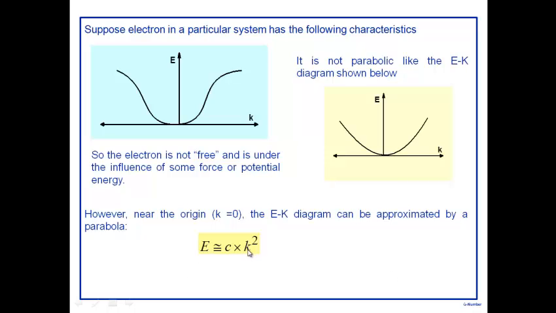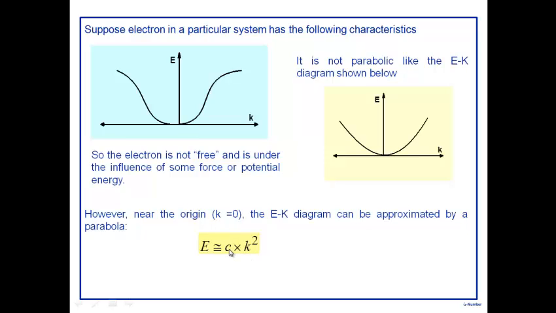Now, can you see it is pointing to something very interesting? E equal to C K squared. What is it beginning to look like? It's beginning to look like this E-K relationship, parabolic, which means what? That I can think of this electron inside the solid as if it is free, but what?